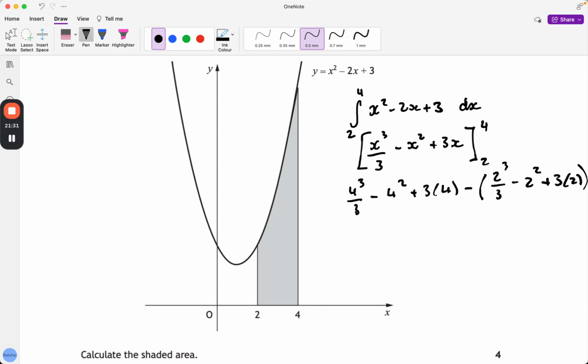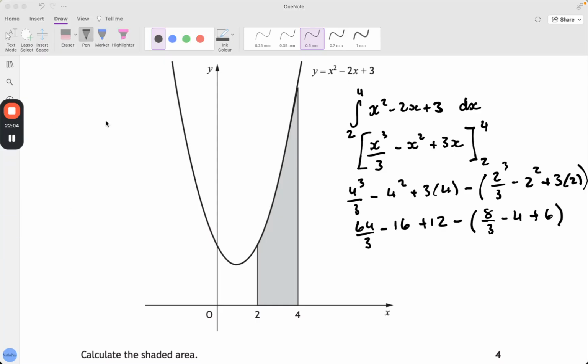So 4 cubed divided by 3 is going to give us 64 over 3. You can, if you want, pop it on your calculator now. Just be careful not to make any mistakes. I'll just do it a little bit more and then you can pop it on your calculator. So 4 squared is 16. And then 3 times 4 is 12. And then I'm going to keep that minus there for now. 2 cubed is 8, so that's going to give us 8 over 3 minus 4 plus 6. Grand. Okay, at this point I'd probably just pop that into your calculator. And then once you do that, you end up getting 38 over 3.